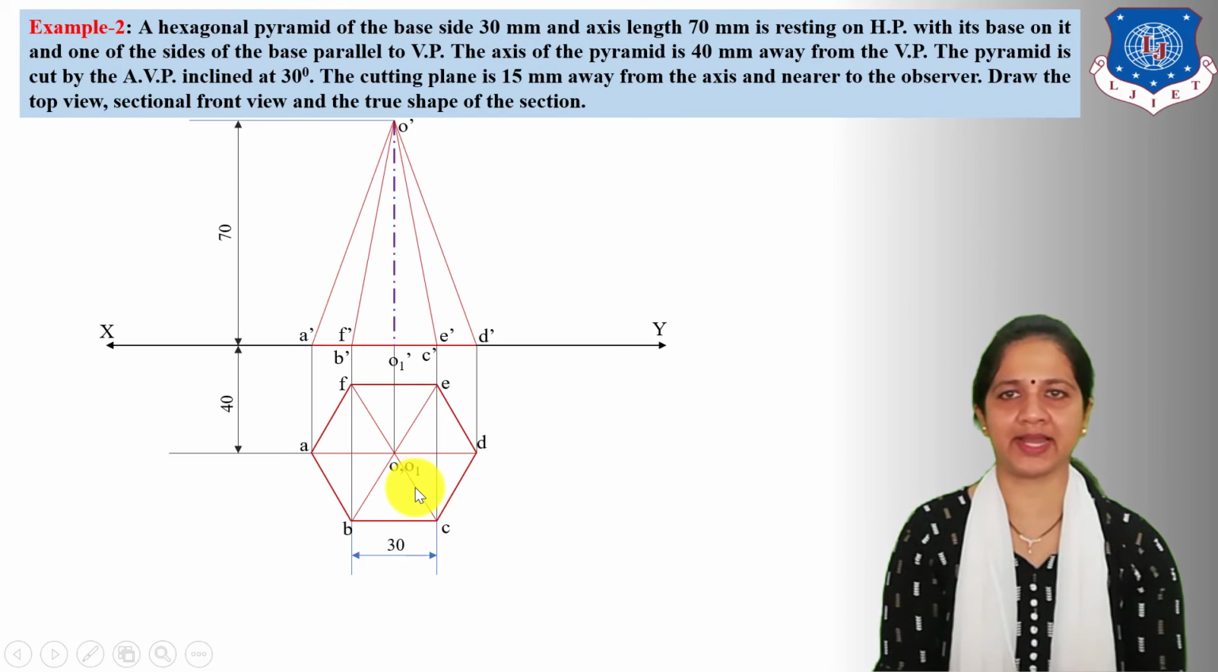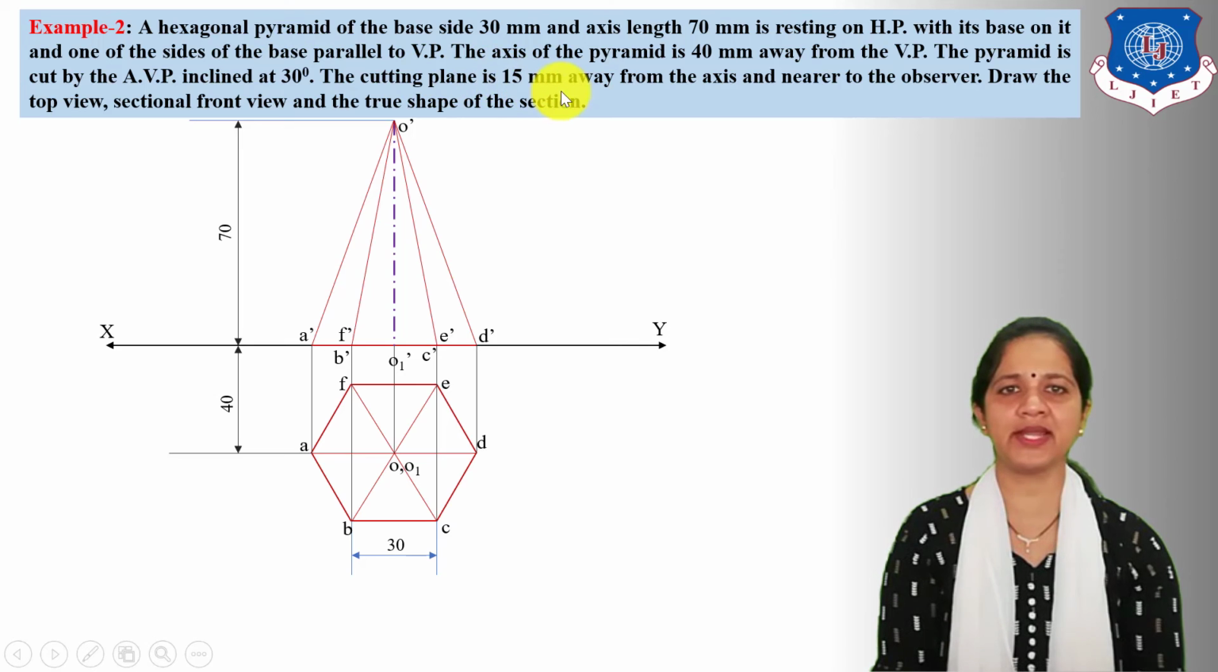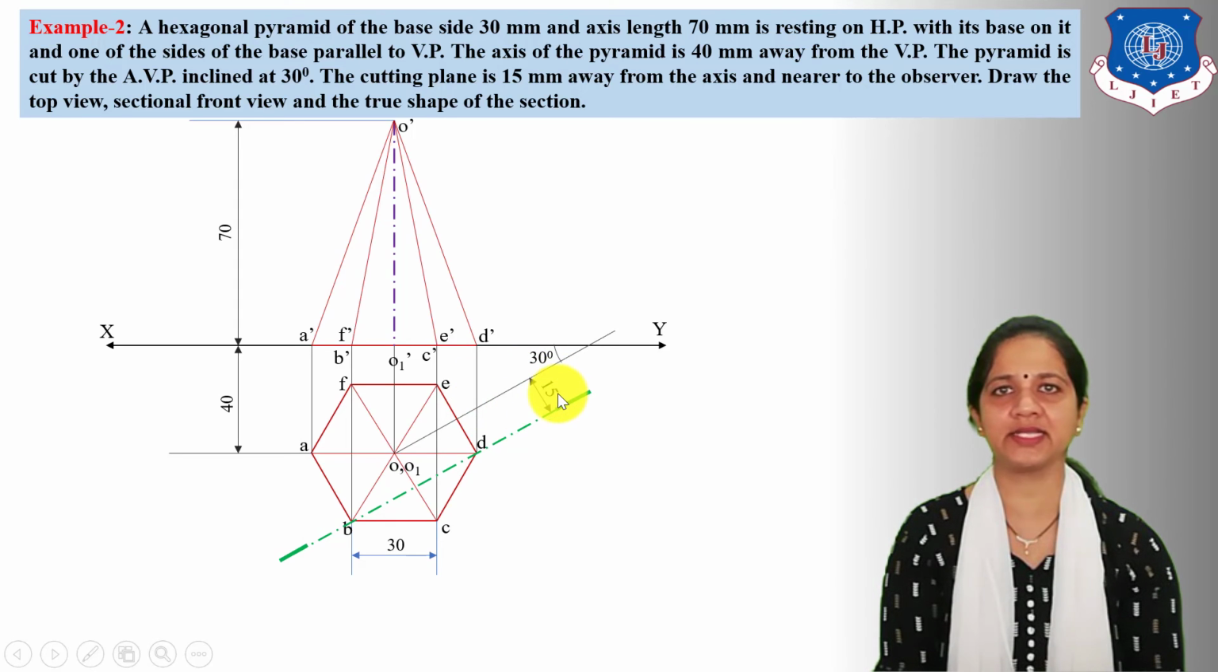Next, locate cutting plane line. Here, AVP cutting plane is given and the inclination of AVP cutting plane with VP is 30 degrees, and this cutting plane is 15 mm away from the axis and nearer to observer. So first, draw 30 degree angle line from axis point. Take 15 mm distance from this 30 degree angle line because AVP cutting plane is 15 mm away from the axis, and in top view, axis is a point. Next, locate cutting plane line parallel to this 30 degree angle line, and the distance between these two lines is 15 mm.